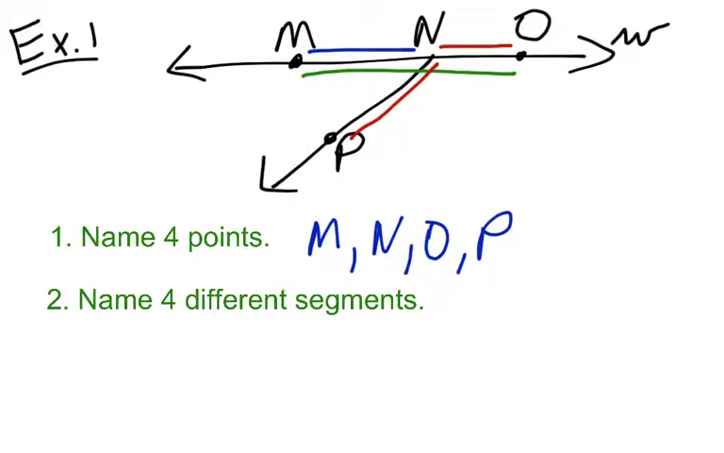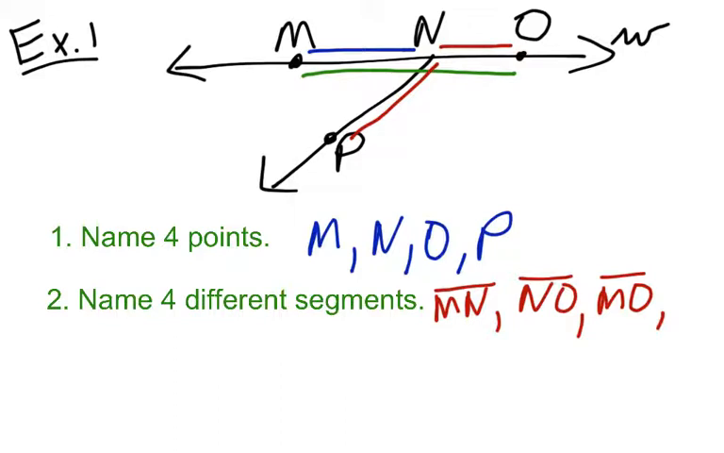Let's write those down. We have segment MN, segment NO. We said we could go all the way from M to O, MO, or NP, standing for no problem.